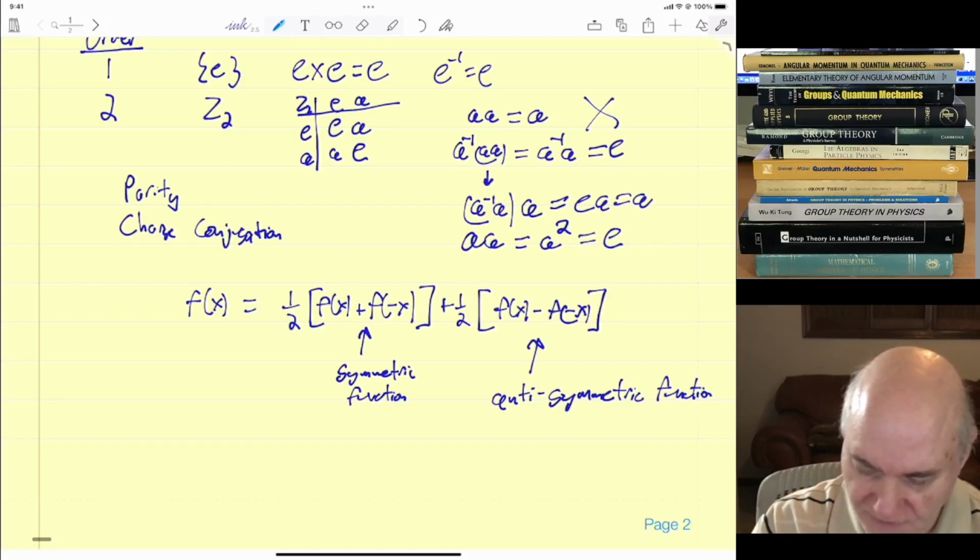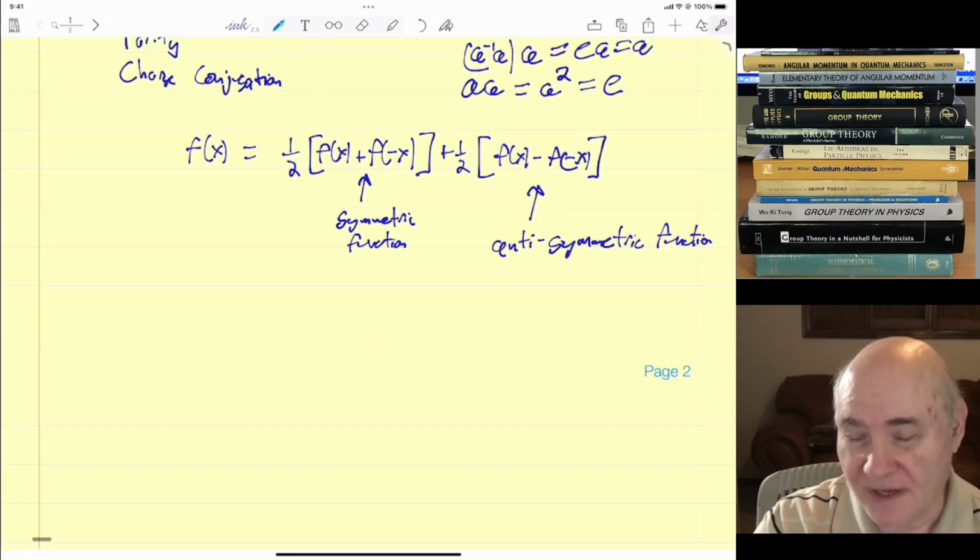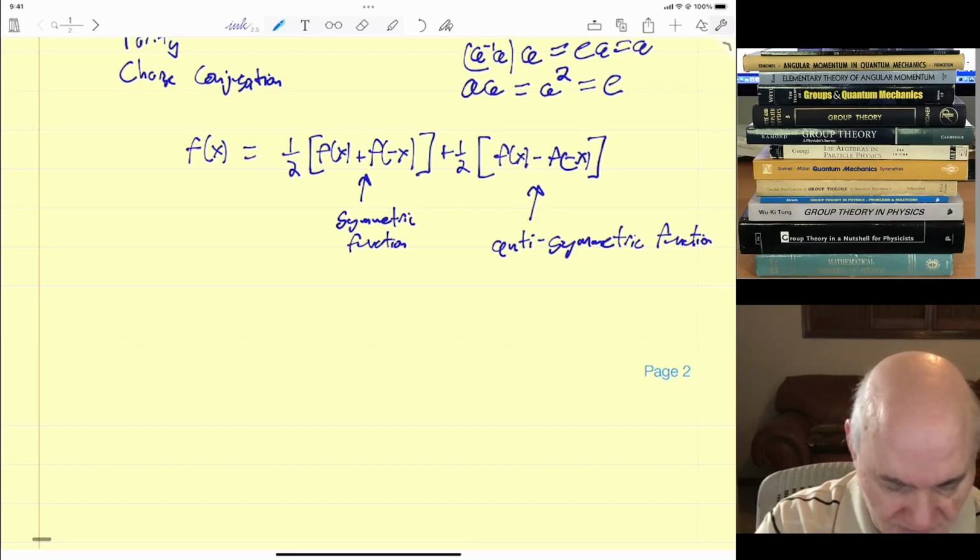So for the group Z2, we only have one symmetry. It's either symmetric or it's anti-symmetric. So we'll get back, in future lessons, to talking about group representations and the importance of this decomposition, which is trivial in this case, but when you get more objects, it's not as trivial. So that's all I can say right now about Z2.